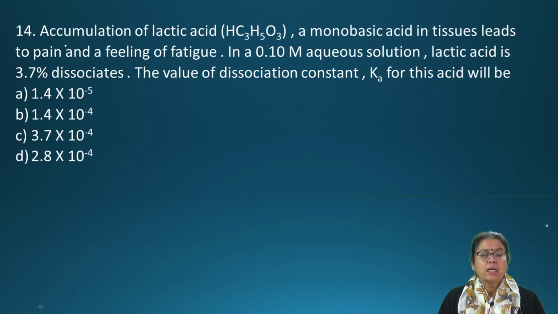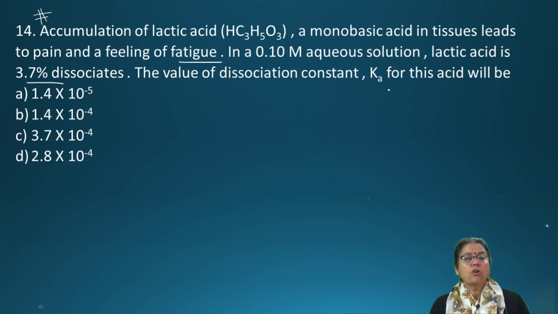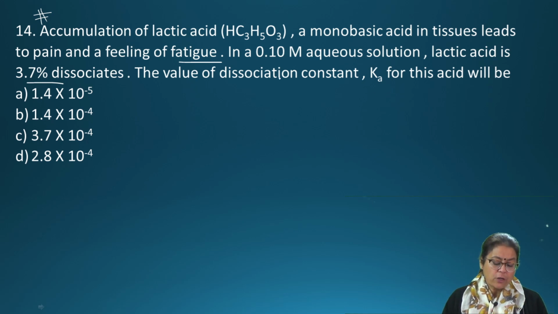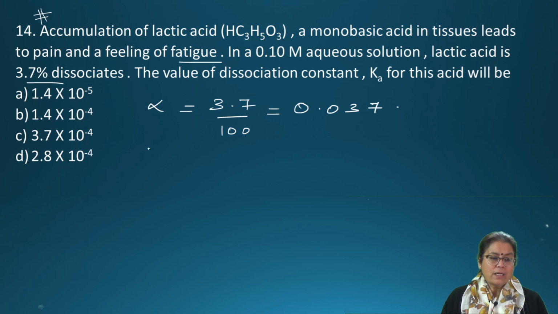Question number 14. Accumulation of lactic acid, a monobasic acid in tissue, leads to pain and feeling of fatigue. ये एक important question है guys. So in a 0.10 molar aqueous solution, lactic acid is 3.7% dissociated. The value of dissociation constant Ka for the acid you have to find over here. So degree of dissociation अगर आप alpha लेते हो, that will be how much? 3.7% का मतलब 3.7 divided by 100. So that will be 0.037.